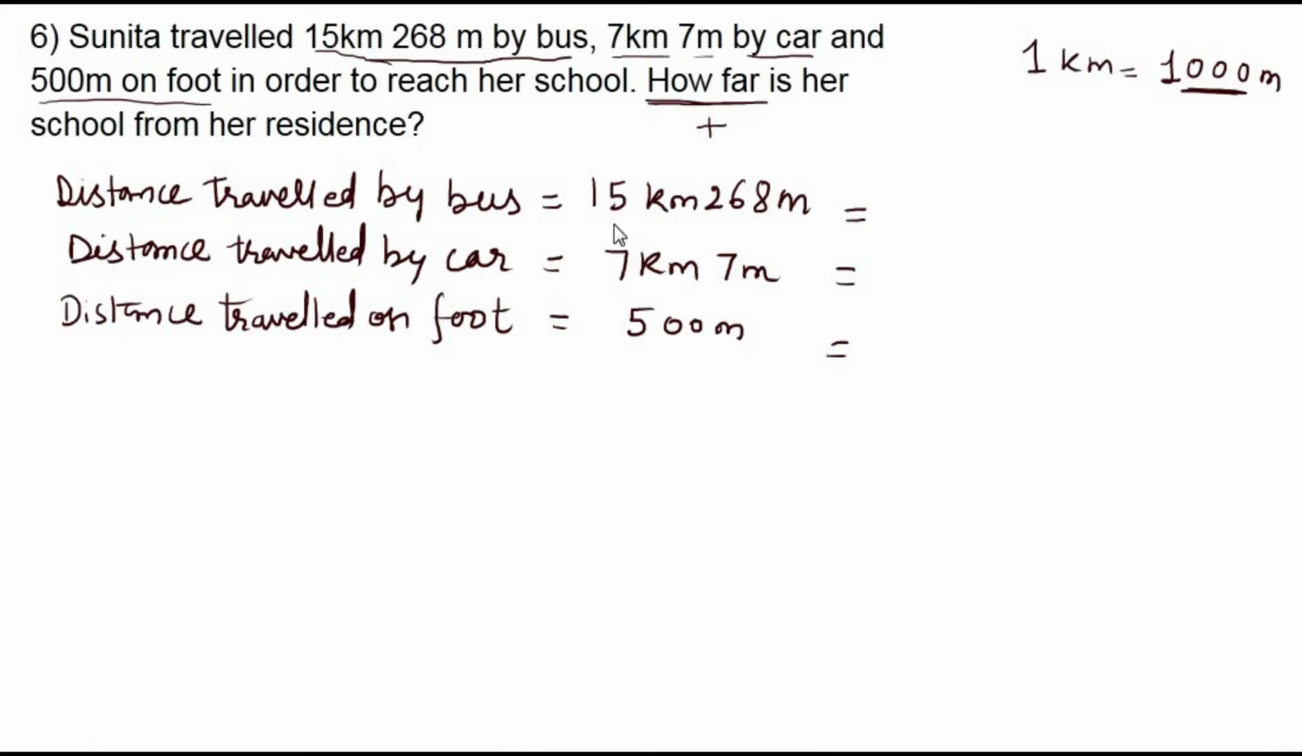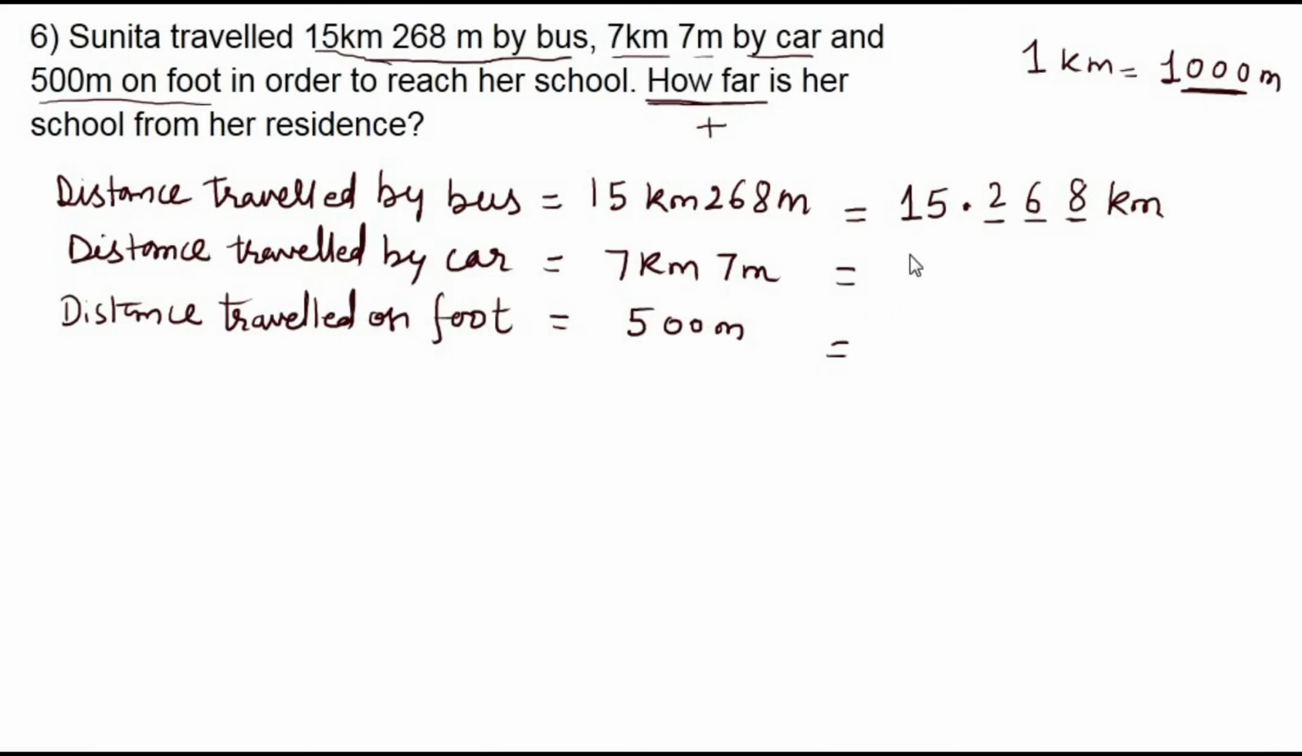So what we need to do here? How many kilometers are here? 15. So we will write 15 as it is. Then we need to put decimal point to represent this meter part. So we will use 3 digits after decimal point to represent the meter. So we have 3 digits here. So it's okay. We will write directly 268 here and then kilometer.